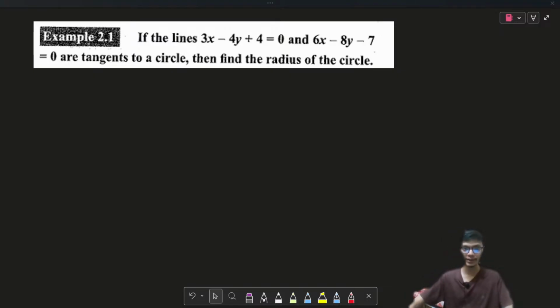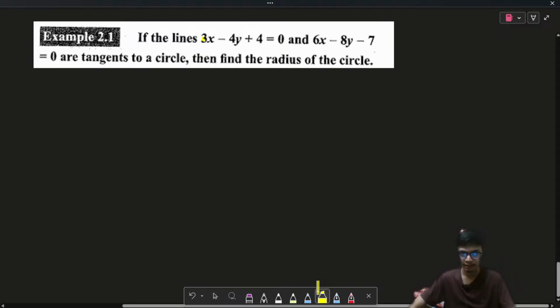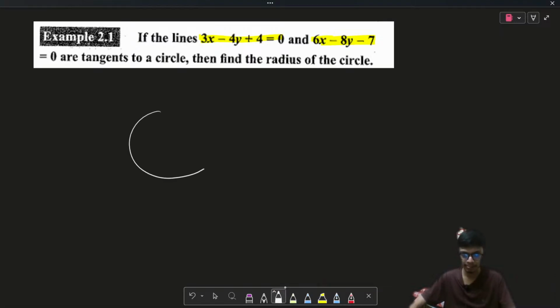If I look at this problem, what I can observe is that the equations of these two lines shown here are parallel lines. It is said that for the circle, these two parallel lines are the tangents, right?